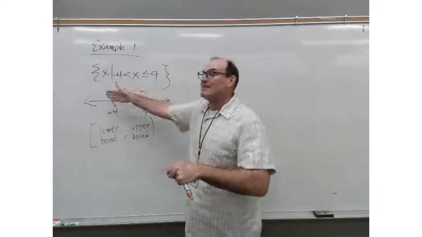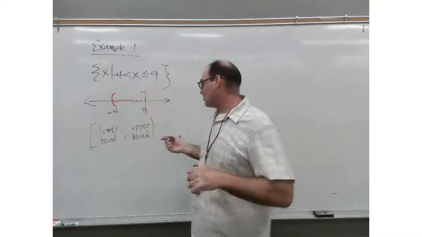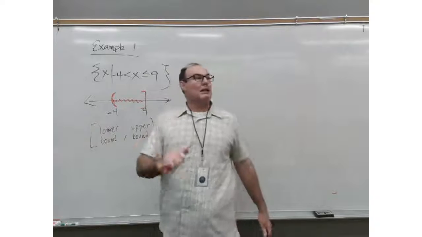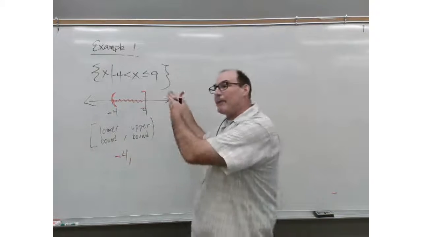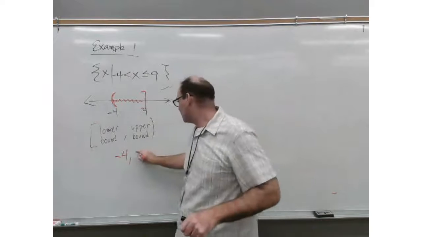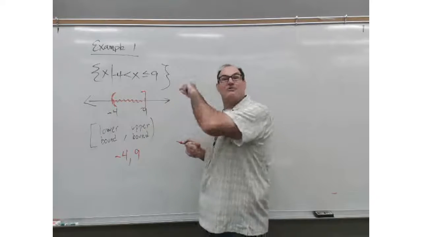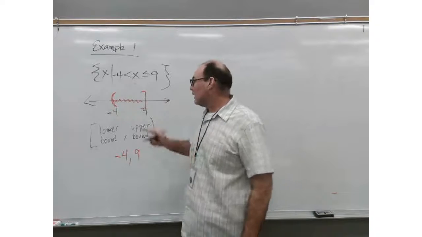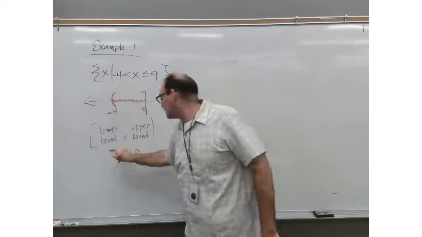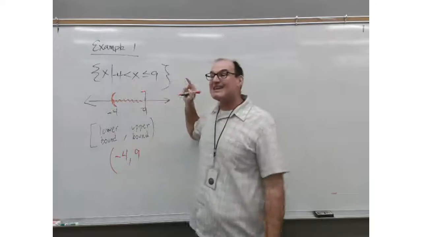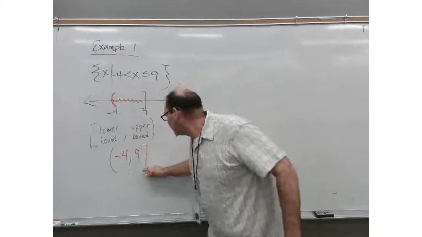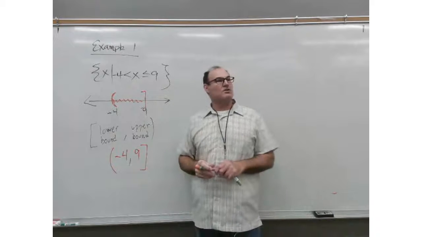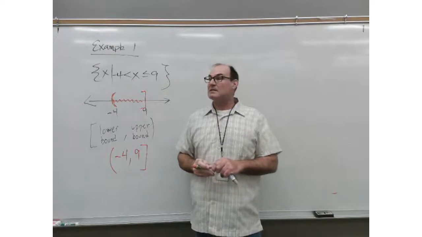Let's now put this interval right here in interval notation. According to my picture, what's the lower bound of this? -4. What's the upper bound of this interval? What am I going to put at the -4 end of this interval? There's no equality, so I put parenthesis. What am I going to put at the 9 end of this interval? There is equality, so I put a bracket, and there you go. There's your interval notation.